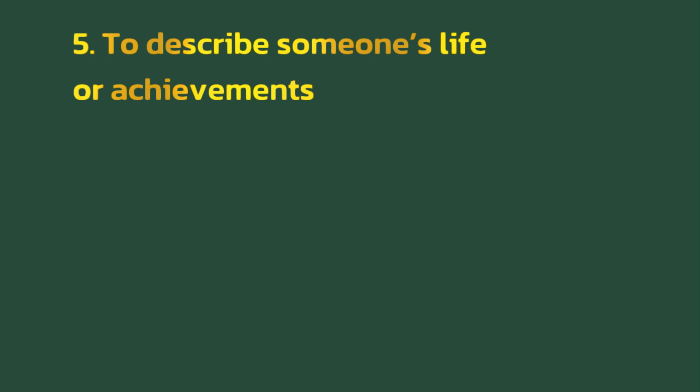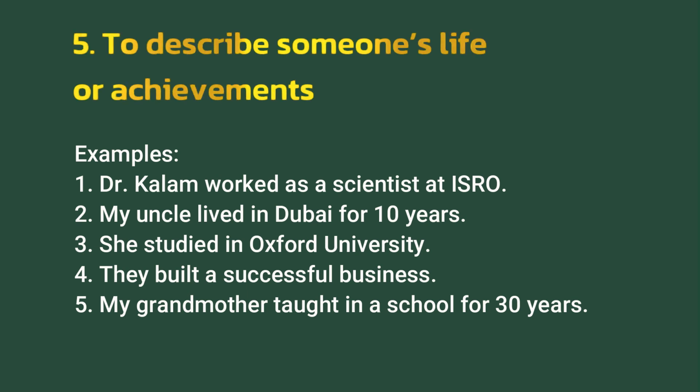Next, to describe someone's life or achievements. We use it to talk about people's past lives or careers. Examples: Dr. Kalam worked as a scientist at ISRO. My uncle lived in Dubai for 10 years. She studied in Oxford University. They built a successful business. My grandmother taught in a school for 30 years.